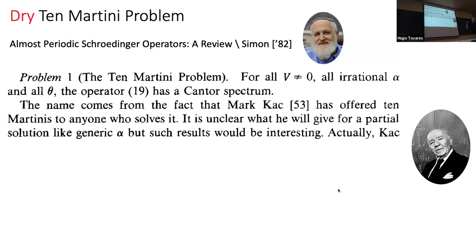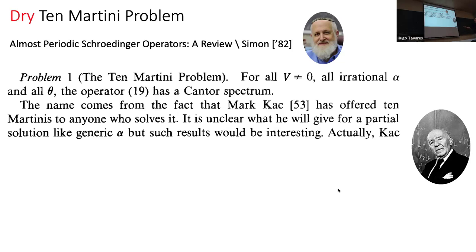Right, so let's go back to Barry Simon's review that he wrote in '82 after Mark Kac gave the talk. Like I told you, at the end of the review, he writes the problems. Problem number one, he calls it the Ten Martini problem. So again, for all V different than zero, all irrational alpha, show Cantor spectrum. That's the problem. Like Hugo mentioned, the name comes because Mark Kac offered ten martinis, but it is not clear what you will get for partial solutions, how many martinis.